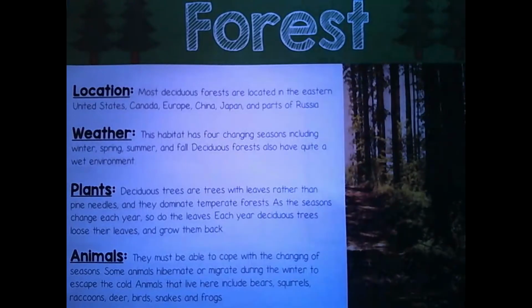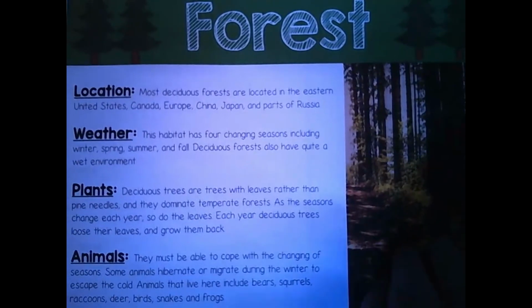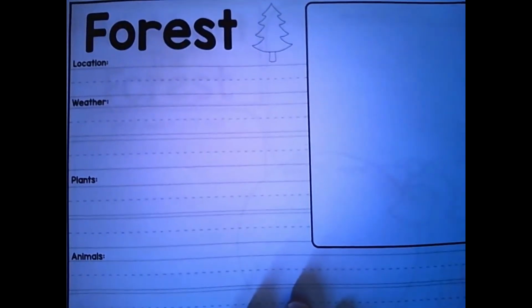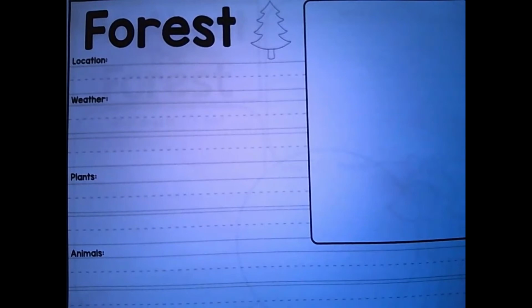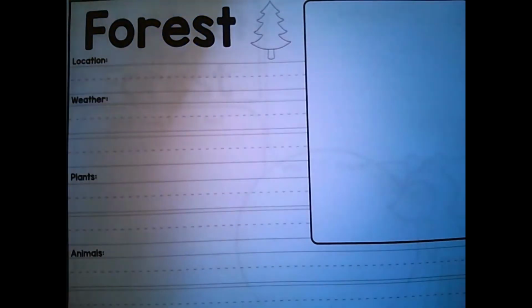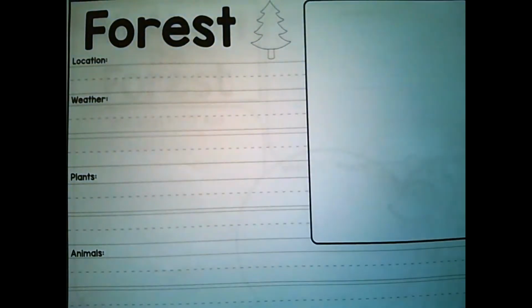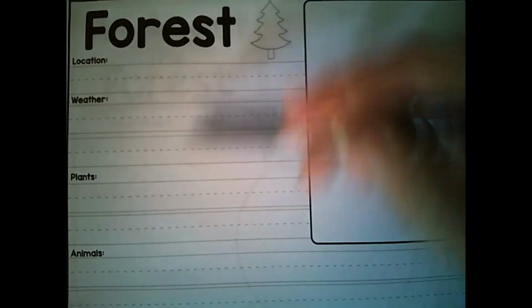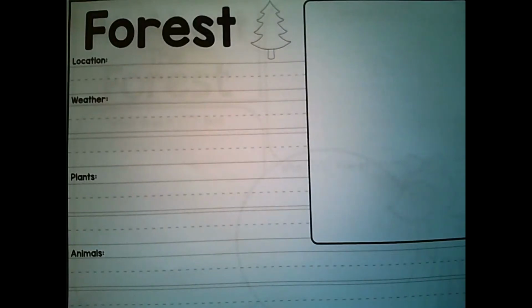So that is our information sheet for forests, though. And I'm going to go ahead and move this out of your way, and we're going to look at our first worksheet for the week. And it is just a forest information sheet. You'll notice it says location, weather, plants, and animals. Okay? Your job for this worksheet, as always, is to take the information from each of these categories on the sheet that we just read and plug in some information here.